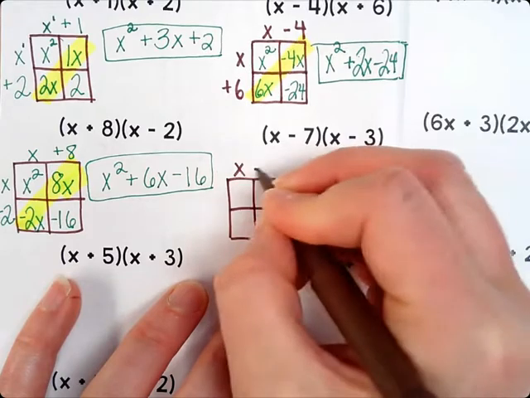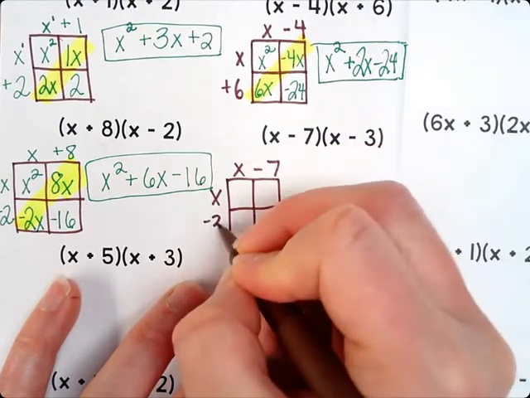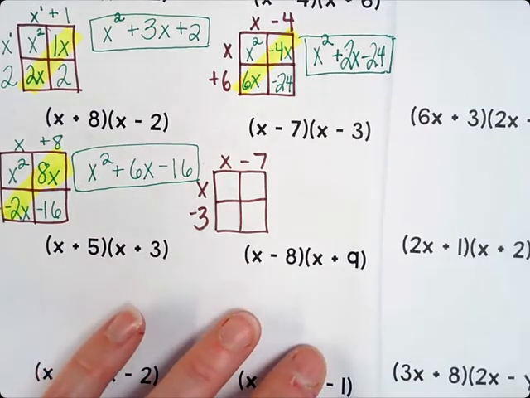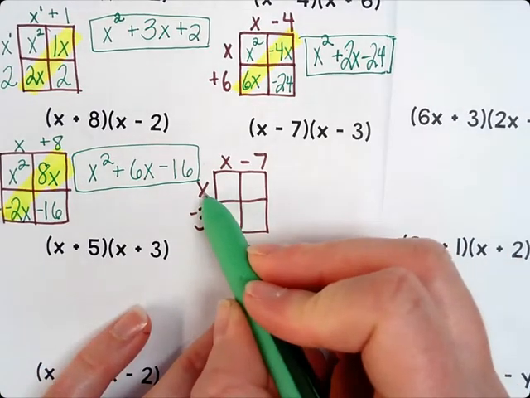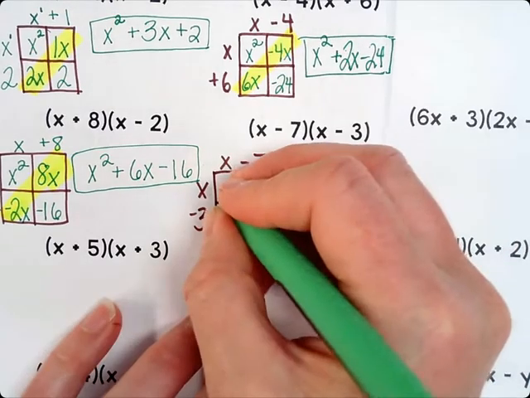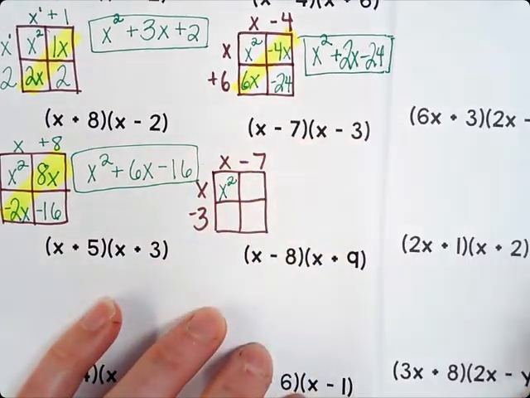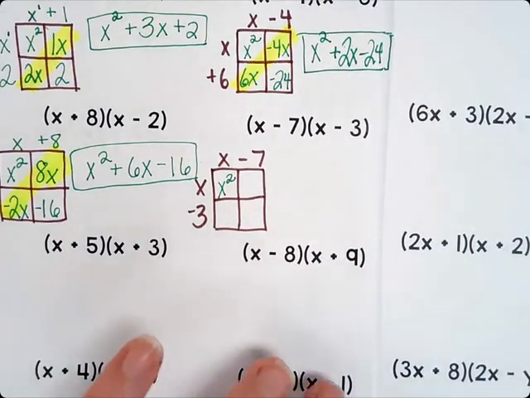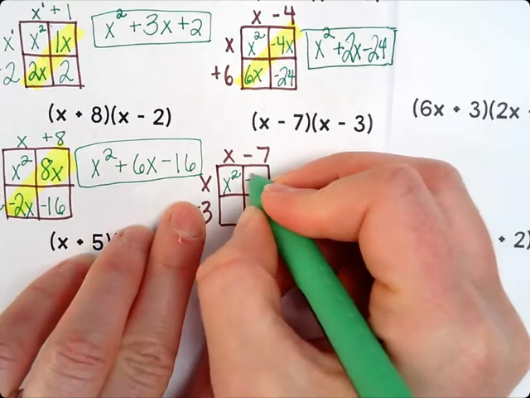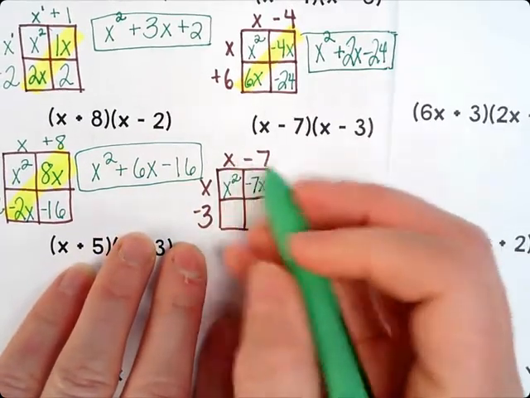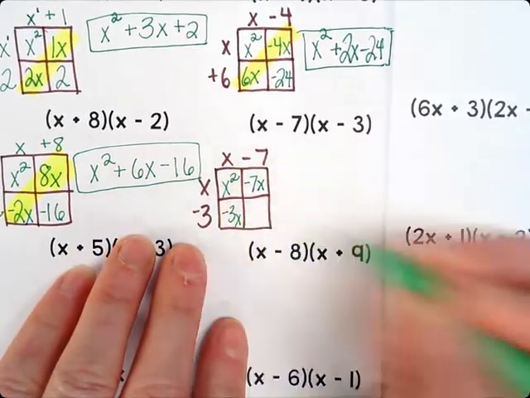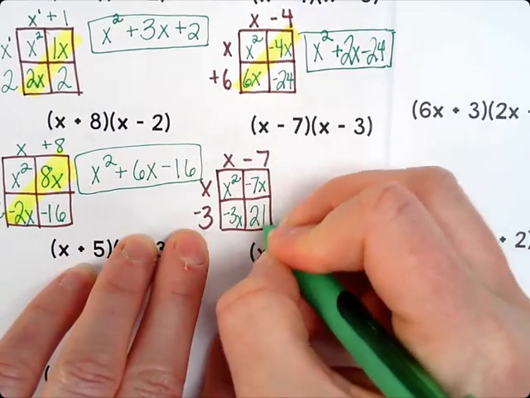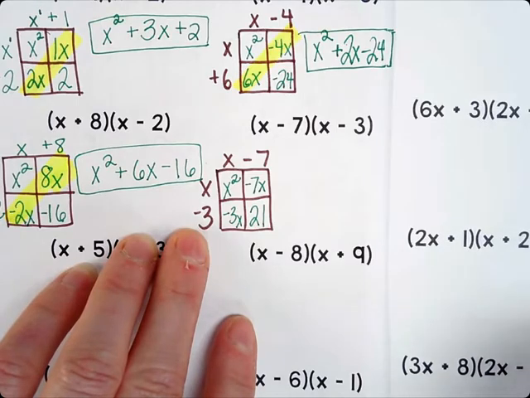Okay, x minus 7 and x minus 3. So x times x, x squared. Negative 7 times x, negative 7x. And negative 3 times x, negative 3x. Negative 3 times a negative 7, positive 21. Right? Negative times a negative?